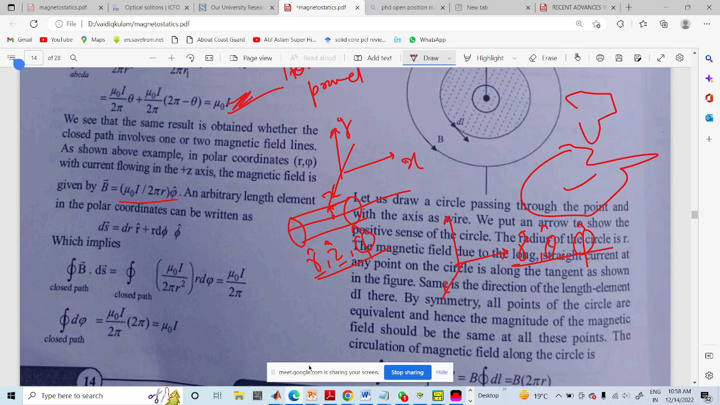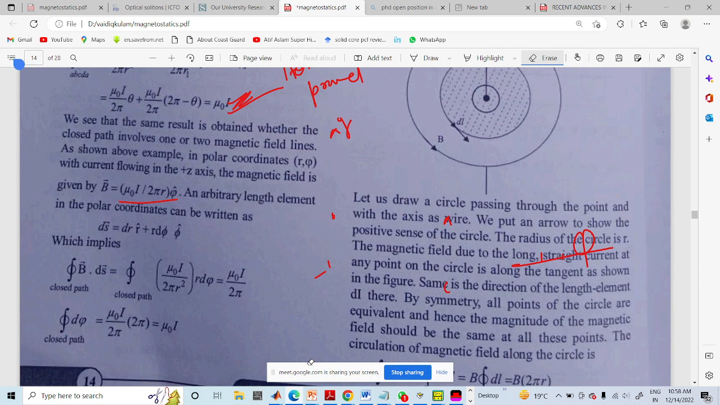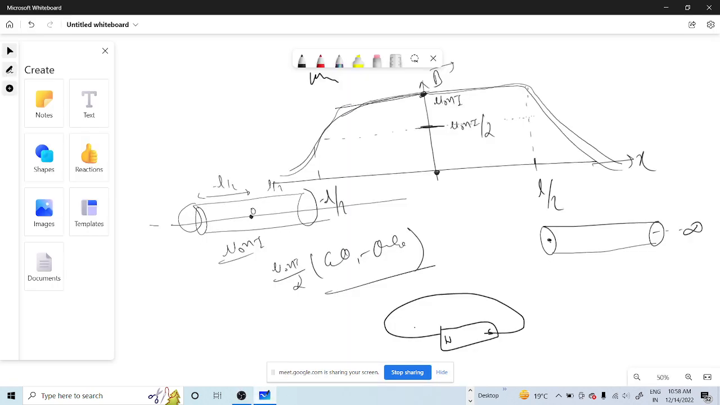Here we can write the length in this form. The length can be written in this form. So I will try to make this clear so that you can understand. So look at here.